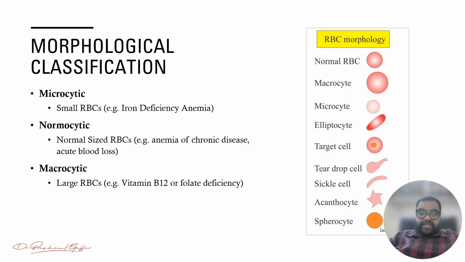So there is the other condition, the color. Normocytic, hypochromic or hyperchromic are also classified. But the easiest classification is microcytic, macrocytic and normocytic. Now let's see the pathophysiological classification.